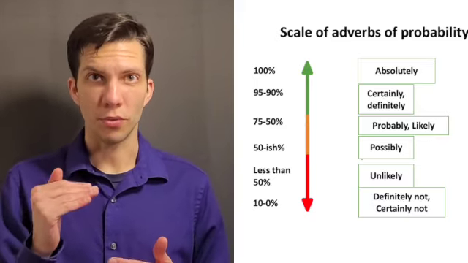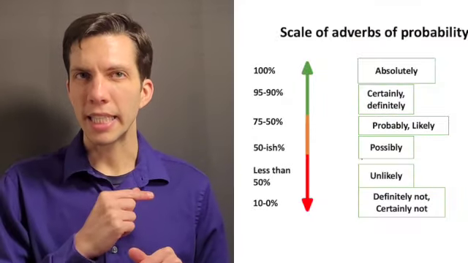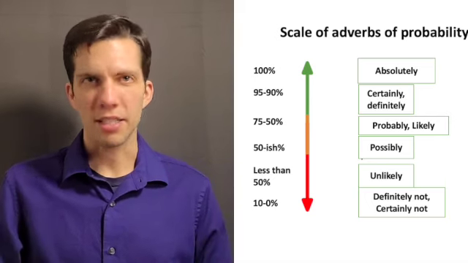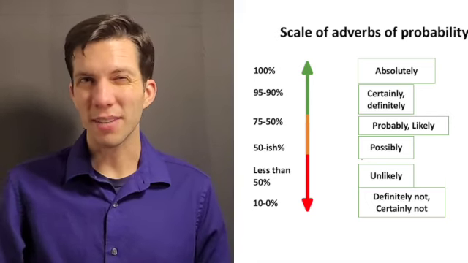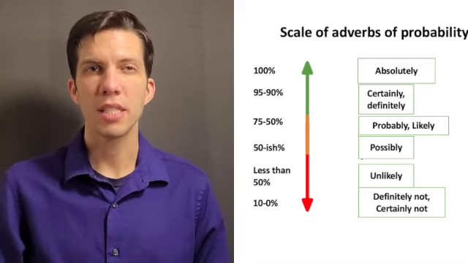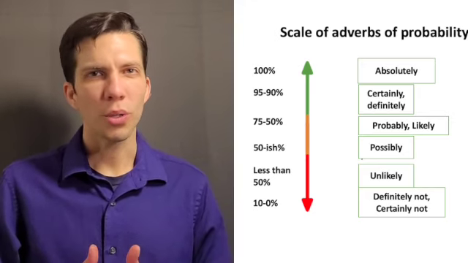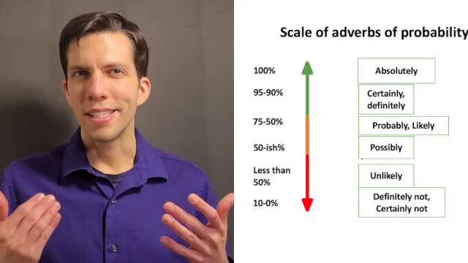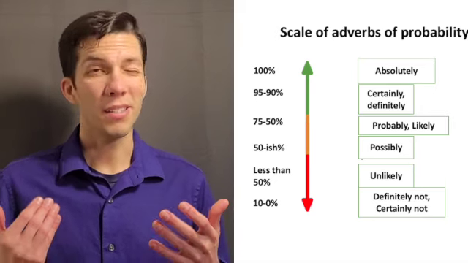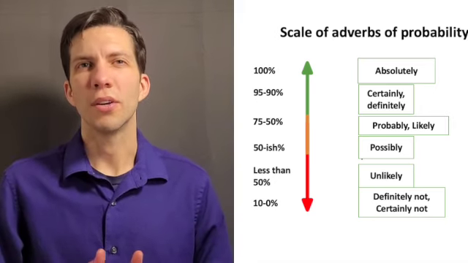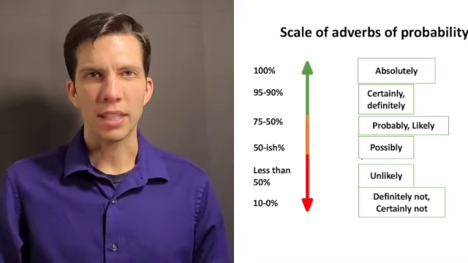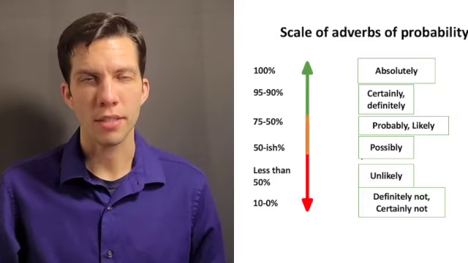Then we get below 50%. So now we're going into the negative zone. So unlikely, somewhere less than 50%. It's not very specific, these numbers. And then all the way towards the bottom, like 10% or maybe even 0% belief, are things like definitely not or certainly not. So let's look at some examples.